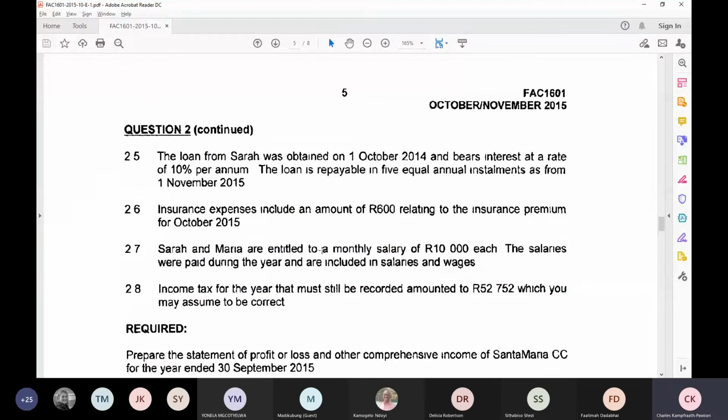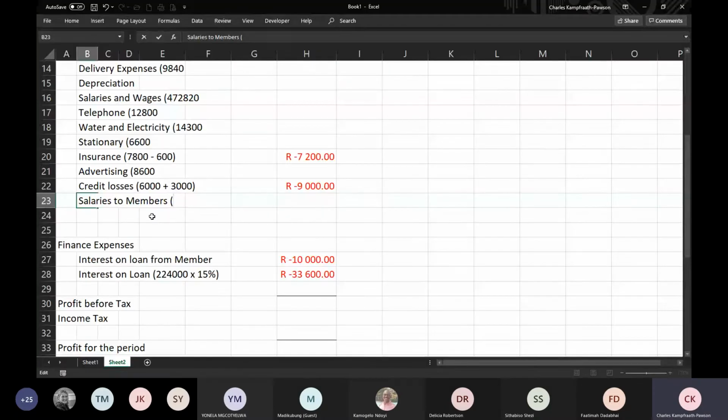Sarah and Maria are entitled to a monthly salary of 10,000 Rand each. Their salaries were paid during the year and are included in salaries and wages. It is wrong because we must say salaries to members. The salaries to members is 10,000 Rand each. So it's 20,000 Rand per month. So it's 240,000. So it is 10,000 times 2 times 12.